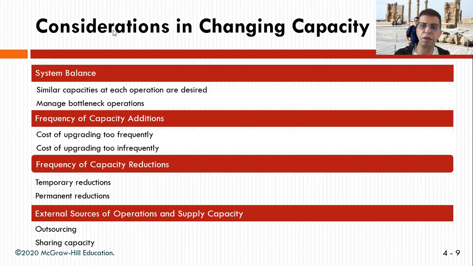So a consideration in changing the capacity is you do system balance. Very similar capacity at each operation is desired. Manage bottleneck operations. Sometimes you have a machine that produces 100 units per hour. The next machine will take these products and make the second step of it. And sometimes the first one makes 100 and this one makes 50. So there is a bottleneck effect there on the operation.